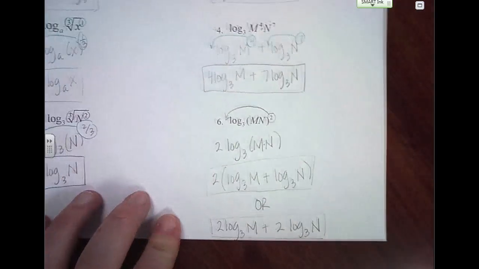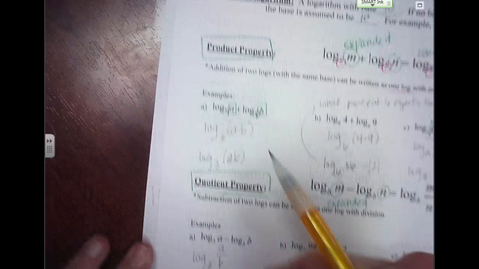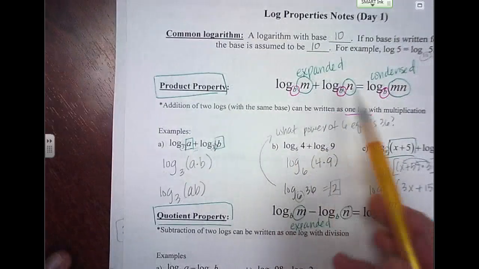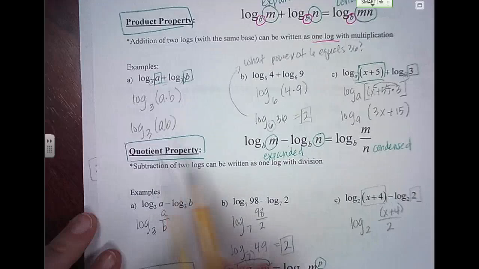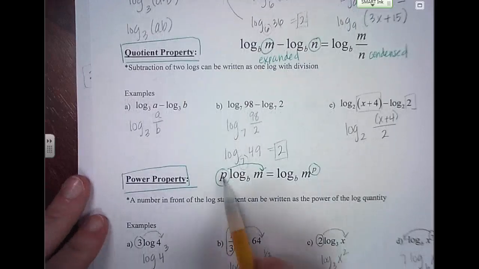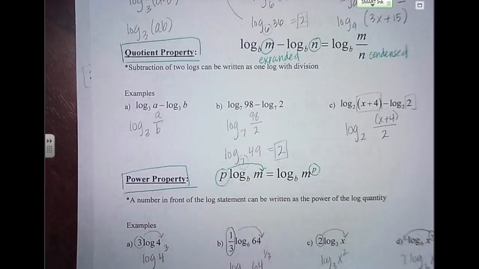And that's it. So your 3 log properties, let's review again. You have the product property, addition to multiplication, quotient property, subtraction to division, and a power property, take that number in front that's being multiplied and move it up as an exponent.